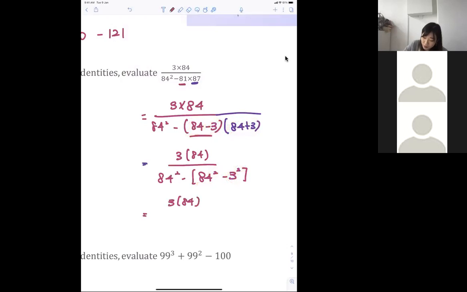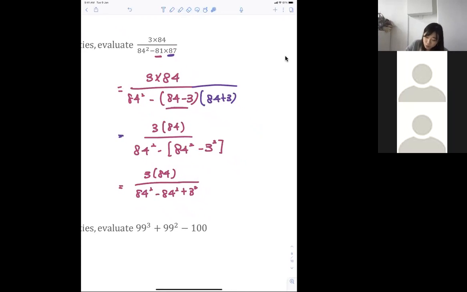So I can expand the bracket. I get 84 square minus 84 square plus 3 square, okay? Don't be intimidated by the numbers. So minus you put in. So 84 square minus 84 square, you minus yourself 0, right? 2 minus 2, 0. So this whole thing gone. You're left with 3 times 84 over 9. 3 square is 9. So you can start to cancel. 3 and 9 can cancel, becomes 3. 84 divided by 3 is 26. Answer.